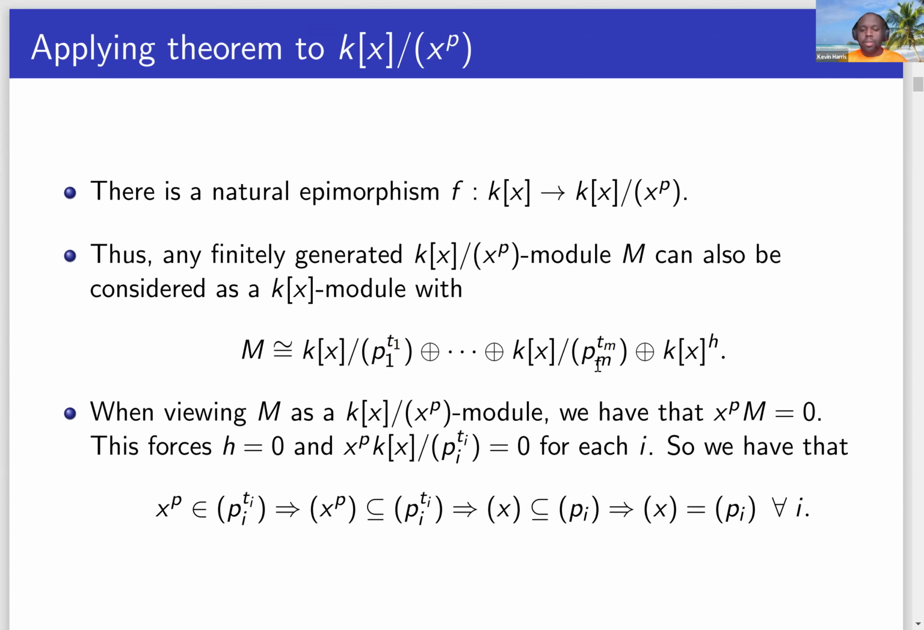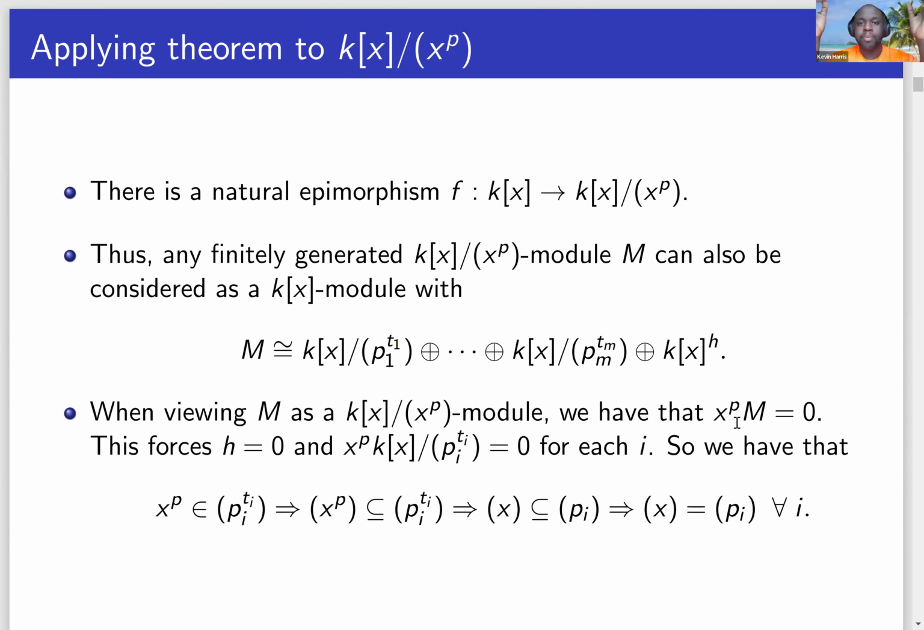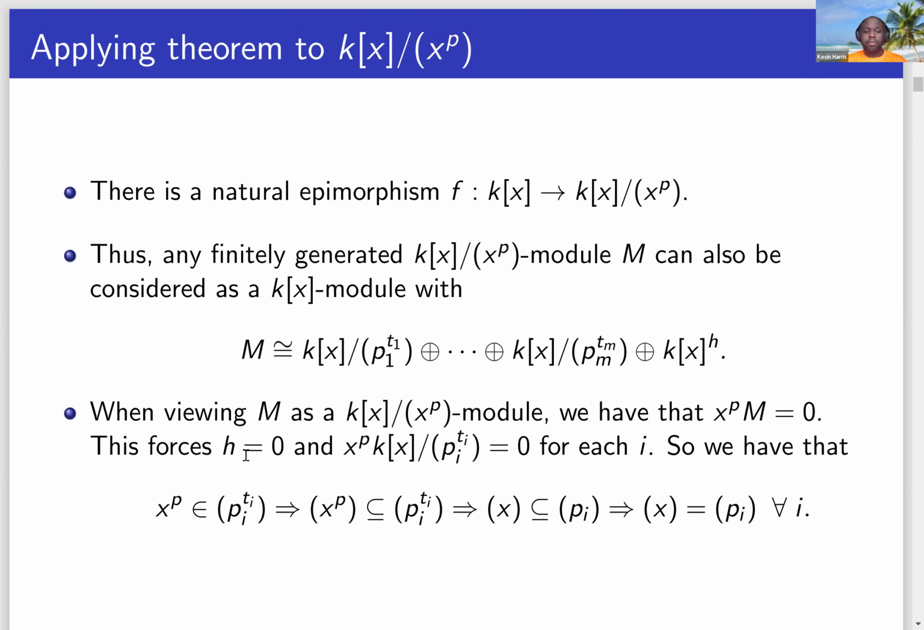To do that, when we decide to view M as a k bracket x mod out x to the p module, then ideally x to the p should kill the module, right? If I take the module and multiply it by x to the p, that should kill everything. So when we look at this decomposition, in order for everything to follow suit, for one, we need the free part to not be there. We need the copies of k bracket x, or the copies of that ring, to just disappear essentially.